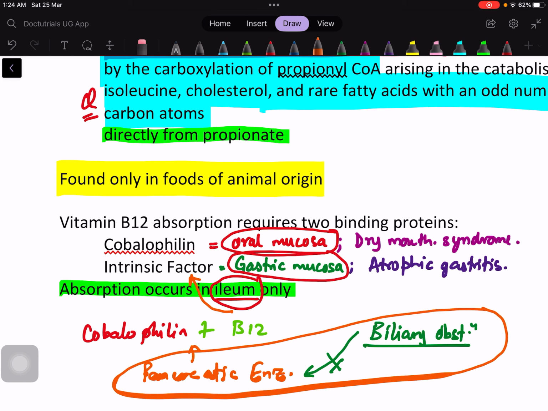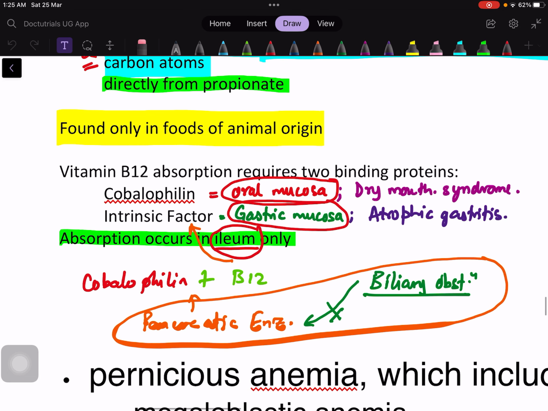So if there is any problem in the biliary tract, if the pancreatic secretions are not reaching the small intestine, that is the second part of the duodenum, then the B12 will not be released, it will not get attached to intrinsic factor, and therefore the final absorption will fail. The intrinsic factor along with B12 are together absorbed. So if intrinsic factor is not able to bind to B12, B12 absorption in the ileum will not take place. So remember, not only the oral mucosa, gastric mucosa and ileum, but we also need adequate pancreatic enzyme secretion for successful absorption of the B12.